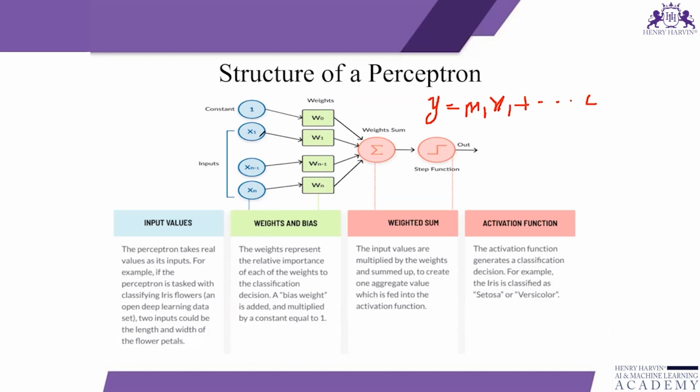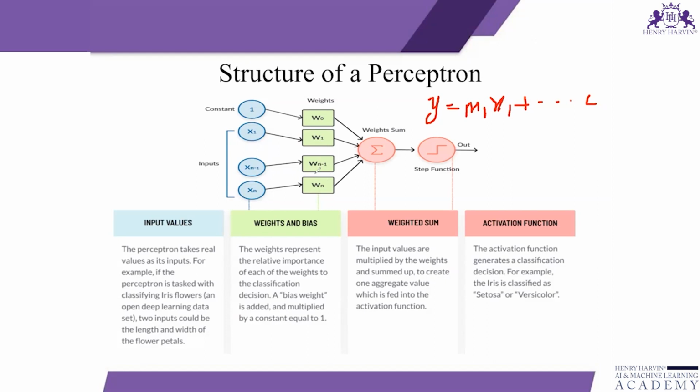So in input values, the perceptron takes real values as its inputs. Say for example, in case we are trying to identify the iris flower, we may take some inputs like length of the petal or width of the petal, right? So those are called inputs. Weights and bias: weights represent the relative importance of each input to the classification decision. So here, should we give more weightage to length of the petal or width of the petal, right? So that is basically weight.